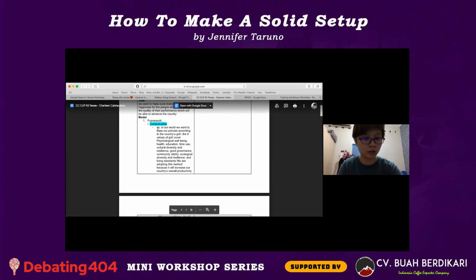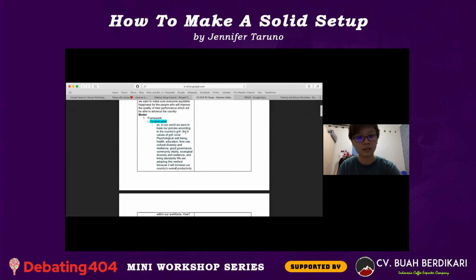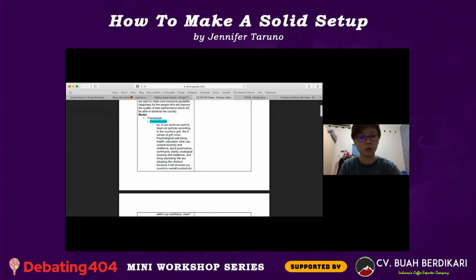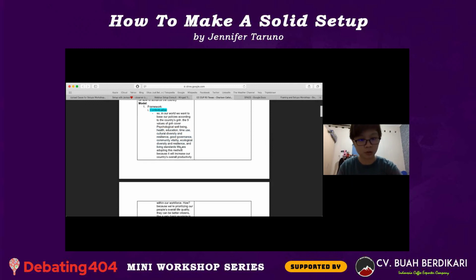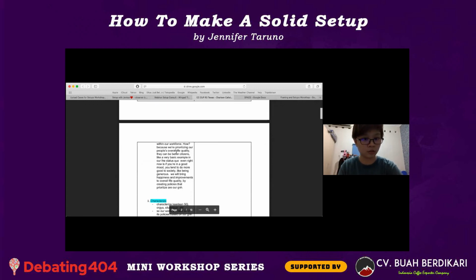Right, so they had a model here, a framework. They mentioned the 9 values of GNH. I think there is probably no need to actually mention all the 9 values of GNH, but just summarize it to what constitutes happiness. But okay, as far as this goes, it's actually quite okay. It's not that long. We are adopting this method because it will increase our country's overall productivity within our workforce.